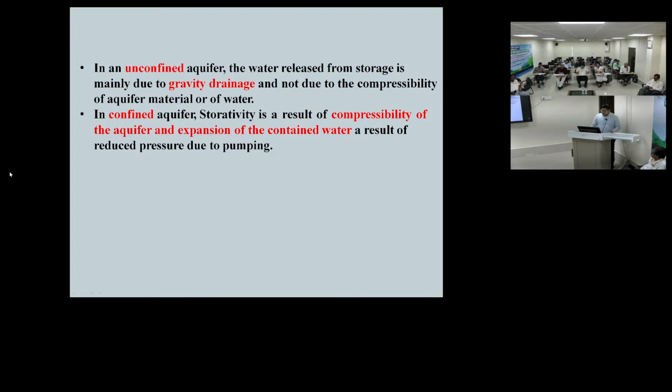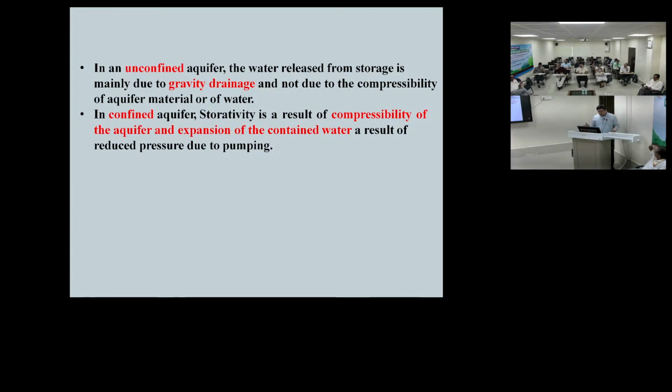So in an unconfined aquifer, you can see the water is released from storage mainly due to gravity drainage and not due to compressible material. Now this is in an unconfined aquifer, but in a confined aquifer, things are a bit different. Water is under pressure, because it is a molecule, H2O, and gives pressure. The clay matrix in the aquifer also builds another pressure. So there are two pressures that act on it.